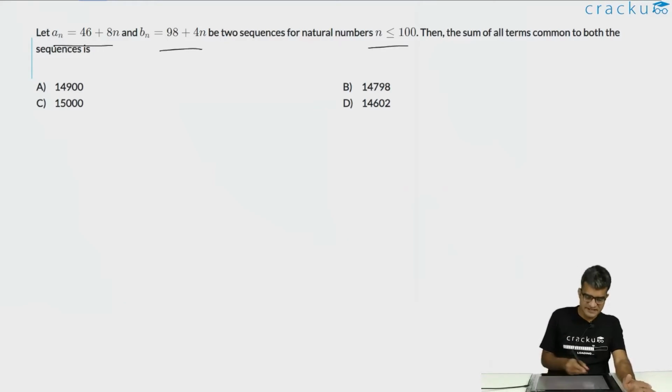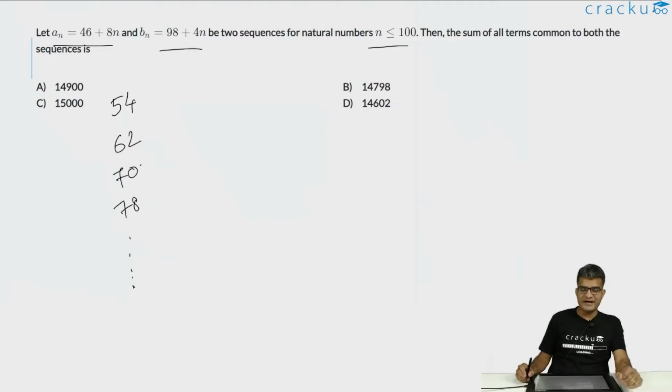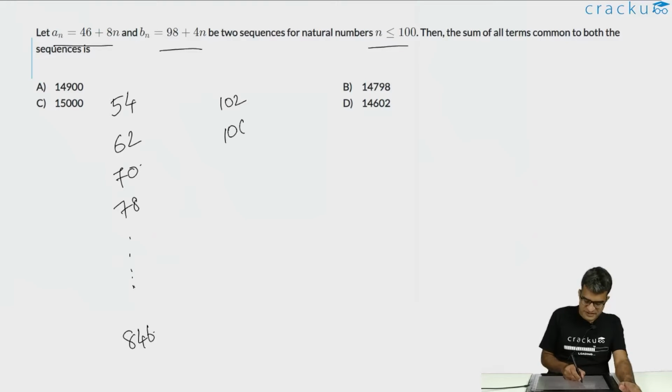Let us look at the first series. You have 46 first, 46 plus 8, which is equal to 54. So the first term is 54, next term is 62, then you have 70, then you have 78, and so on. And the last term will be when n is equal to 100, and it will be 846. In Bn, the first term will be 102, next term is 106, next is 110, and so on. And the last term will be 98 plus 400, which is 498.